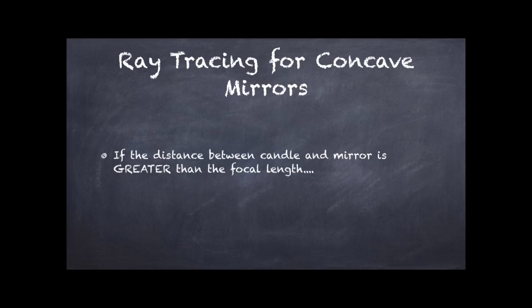So let's talk about ray tracing for concave mirrors. Basically, I'm going to show you two different rays, and we're going to see what happens when light is being reflected off an actual object. So in this specific case, if the distance between a candle, an actual object, and the mirror, which is going to be the concave mirror, is greater than the focal length, then this is what's going to happen. So let's see what happens.